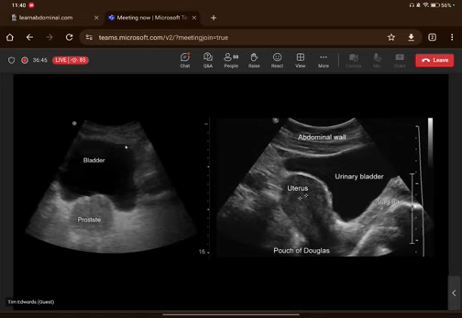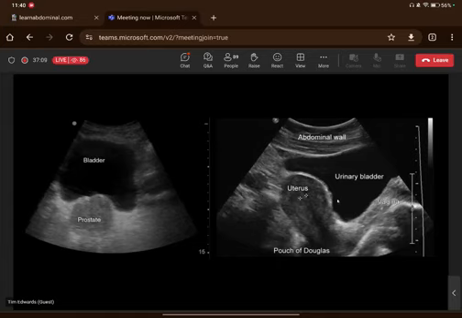So here you can see this is a transverse view through the pelvis, looking at the bladder, and in a male patient you'll see the bladder, and then you will see the prostate directly posterior to the bladder. So that's the main association to be aware of really in men.